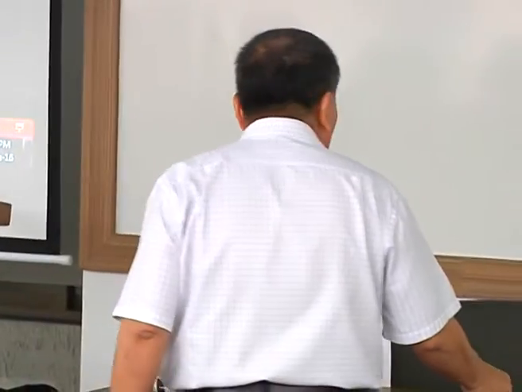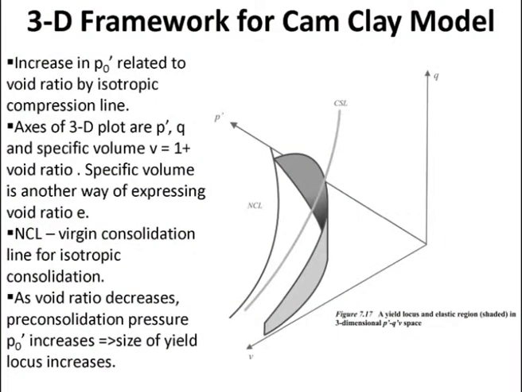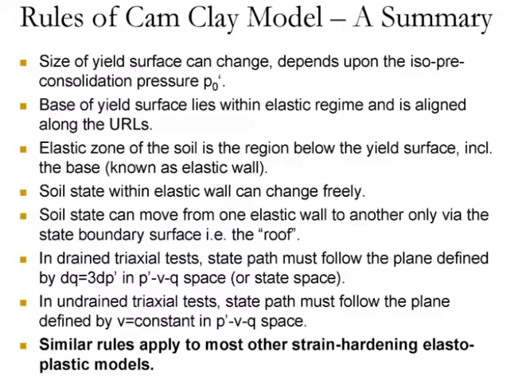Okay, now we ended up on this particular slide here, and I told you about the rule. I kind of mentioned to you the rule of Cam Clay. So maybe before we start that, we just recap the rule first so that we are all on the same page. The rule of Cam Clay basically says that the size of the U surface can change depending on the isotropic pre-consolidation pressure, and the base of the U surface lies within the elastic regime and is aligned along the URL, the unloading-reloading line.